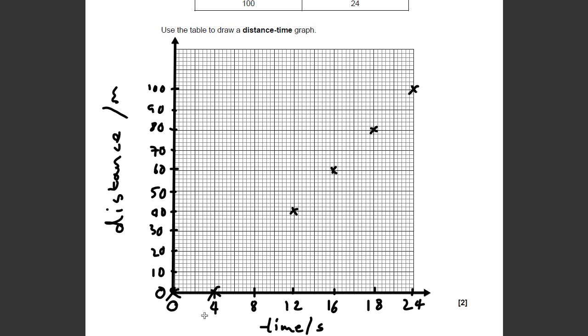So the line should go on a distance time graph. You do actually join up the points, not a line of best fit, and those accurately plotted points with a half square error for accuracy. Okay, so if it's not in the correct actual square, then it's not accurate enough, is your second mark there. Okay, let's move on.